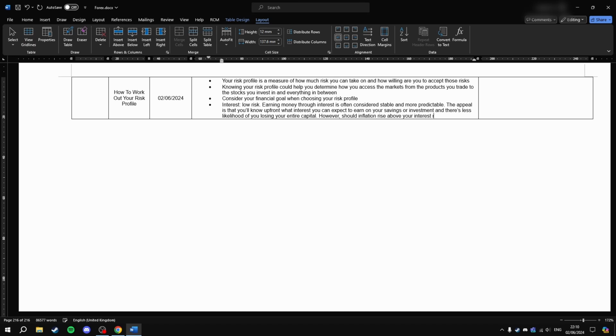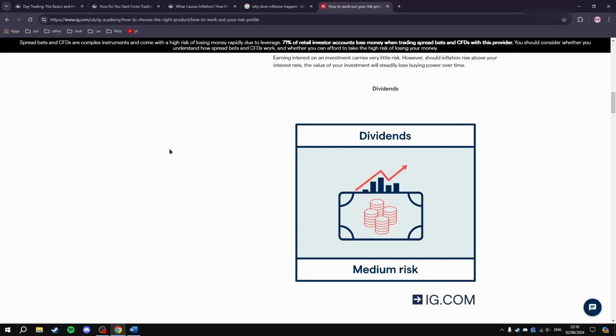the value of investment will steadily lose buying power over time.